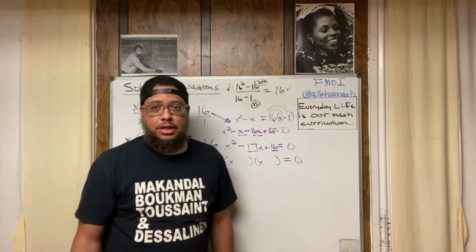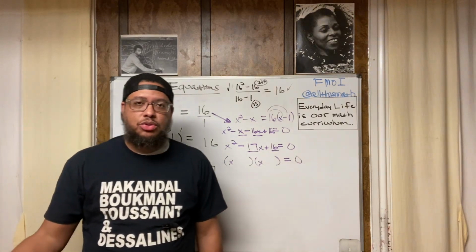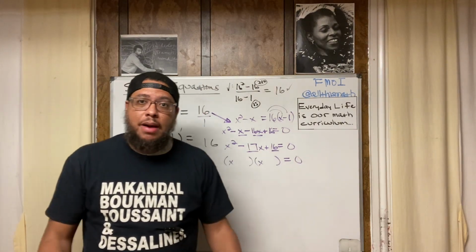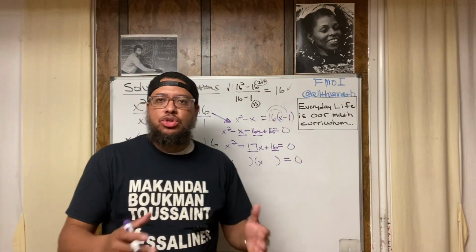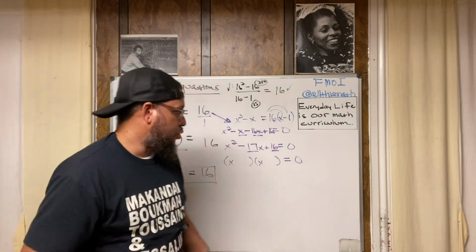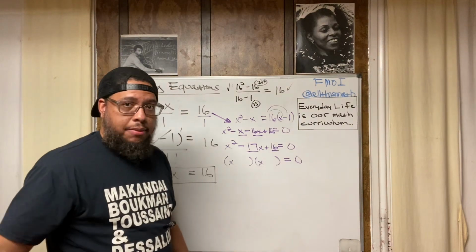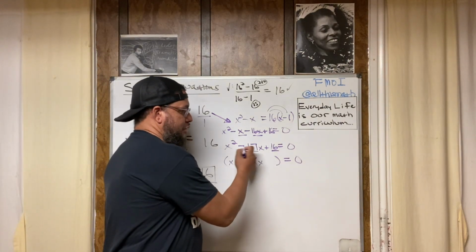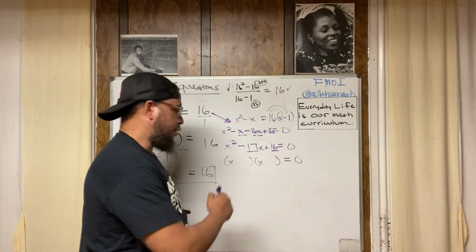So 2 factors of 16, I'm not going to use 4 and 4. I'm not going to use 8 and 2 because they're not going to work. I'm going to use 16 and 1. But I ain't going to use positive 16 and positive 1. Nah, I'm not doing that. I'm using negative 16 and negative 1. Why? Because they got to add up to negative 17.